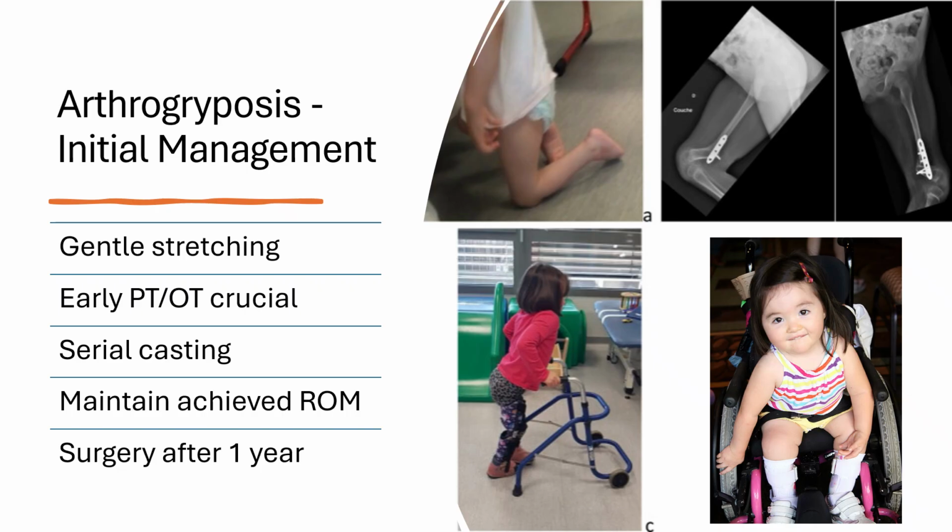The timing of surgery after 1 year reflects our understanding that conservative measures should be given adequate time to work before considering more aggressive interventions, while recognizing that surgical options can provide significant functional improvements when conservative treatment has reached its limits.